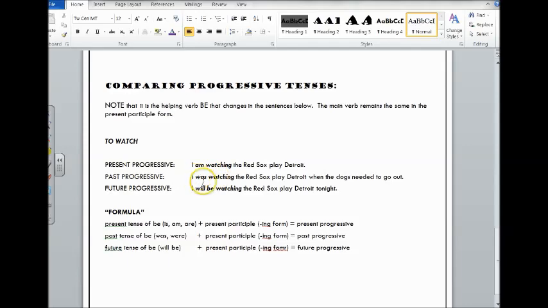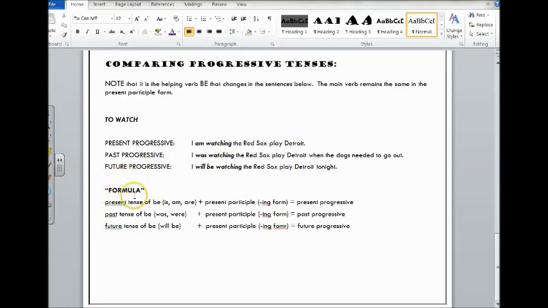Past progressive uses the past tense of the helping verb. I was watching the Red Sox play Detroit when the dogs needed to go out. So was is past tense here, paired with our present participle. Together they make past progressive. It's past progressive because it was the past tense of the helping verb. Future progressive uses the future tense. I will be watching the Red Sox play Detroit tonight. Will be is future tense of be, so it's future progressive when paired with the present participle, will be watching.